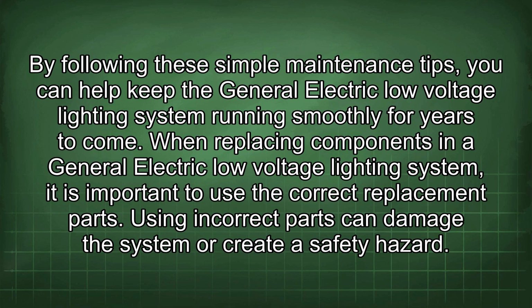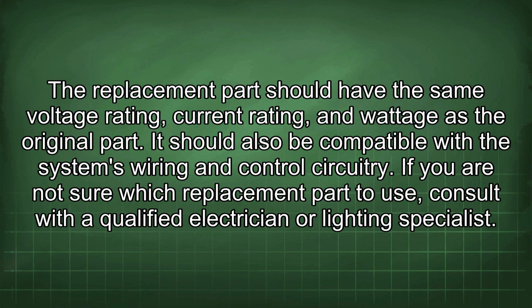to come. When replacing components in a general electric low-voltage lighting system, it is important to use the correct replacement parts. Using incorrect parts can damage the system or create a safety hazard. The replacement part should have the same voltage rating, current rating, and wattage as the original part. It should also be compatible with the system's wiring and control circuitry.